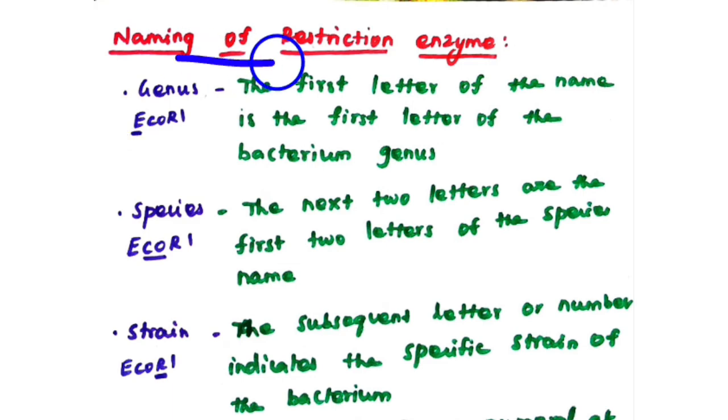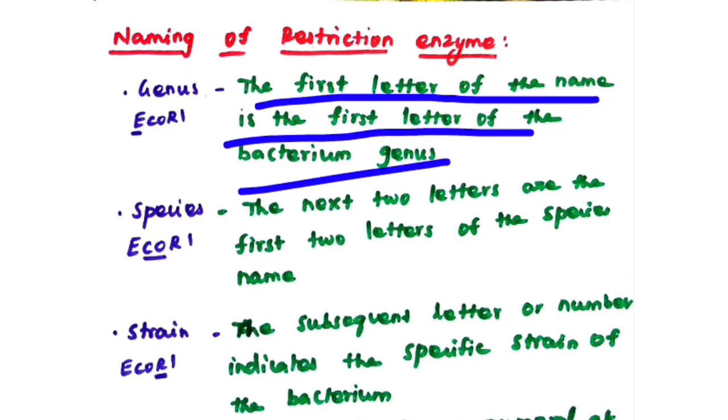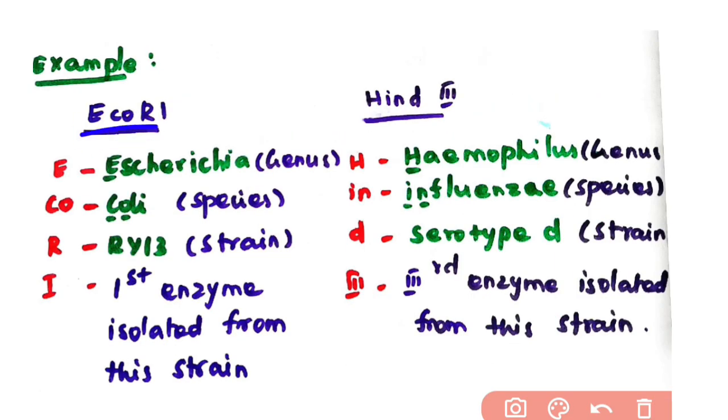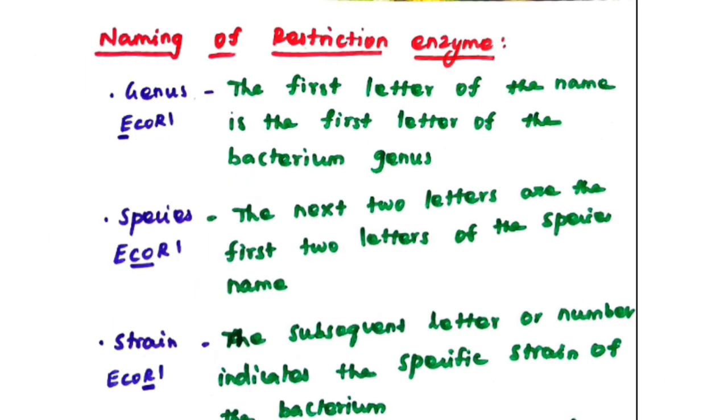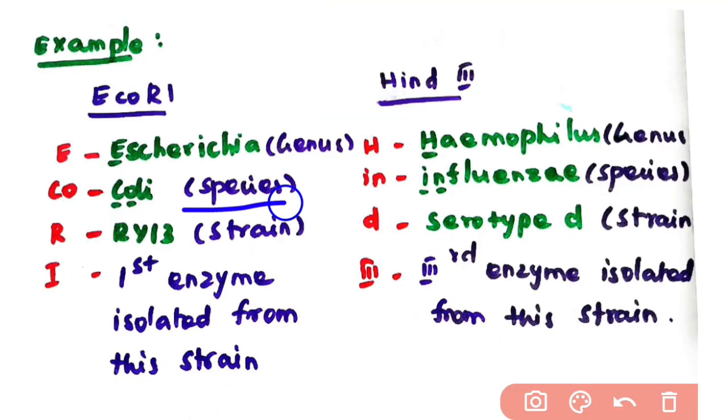Next, let's see the naming of restriction enzymes. The first letter of the name is the first letter of the bacterium's genus. For example, EcoRI, which is isolated from the bacterium Escherichia coli. So the first letter of this enzyme denotes the bacterium's genus. Next, the first two letters of the species name. Here the genus name is Escherichia and the species name is coli. So the first letter is the first letter of the genus, and the next two letters are the first two letters of the species.